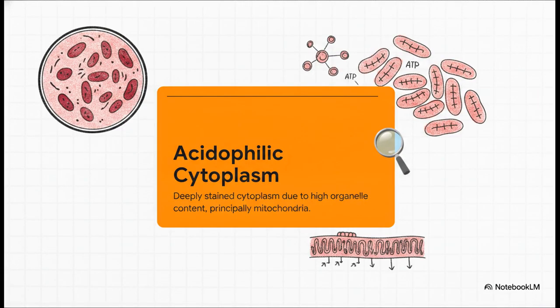Let's look at our very first major clue from that flashcard, the term acidophilic cytoplasm. When a cell's cytoplasm takes on a deeply stained dark pink or red appearance under a microscope, we call it acidophilic. But why exactly does it look like that? Well, this deep stain is actually a direct reflection of a high organoid content. Principally, it means there's an absolute crowding of mitochondria.